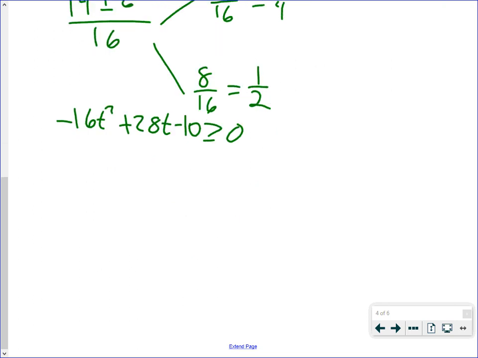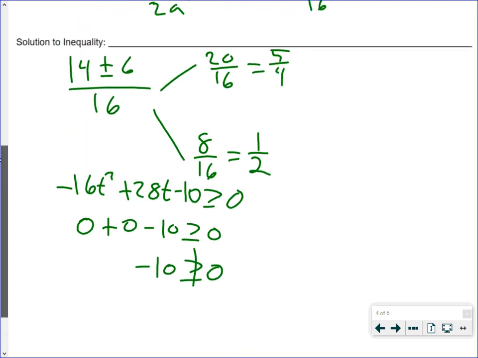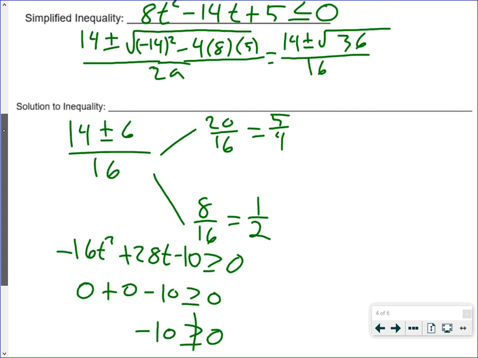Let's sub in 0 for our t. Negative 16 times 0 squared is just 0. 28 times 0 is just 0. And we're left with minus 10 greater than or equal to 0. Or negative 10 is greater than or equal to 0. Negative 10 is not greater than or equal to 0. That does not make any sense. So that tells me our solutions are not outside the critical values. And if it's not outside the critical values, it will be in between the critical values. Okay? So I know my solution is in between 1/2 and 5/4.